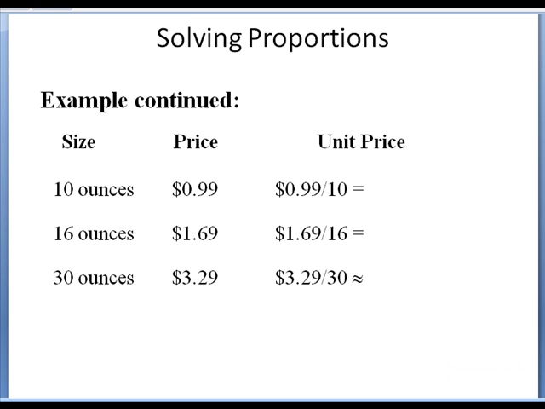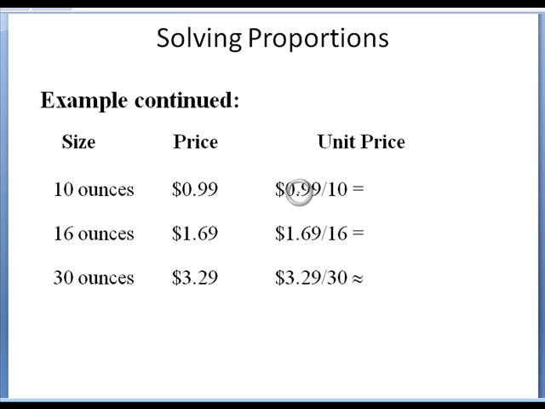So what I'm going to do is put them in order, so I have the size and the prices. It's very hard to compare which one is the best buy, so we have to compare them in terms of ounces. How much does it cost per ounce for each of these? To find the price for 1 ounce, I take the price and divide by the ounces. Same thing here, I'm taking the price for 16 ounces, 169 divided by 16, and 329 divided by 30.